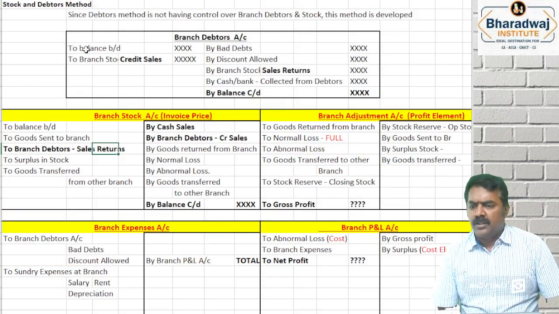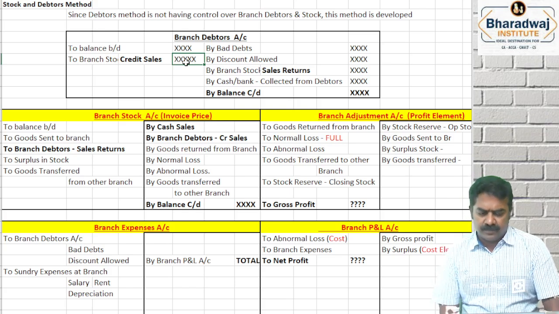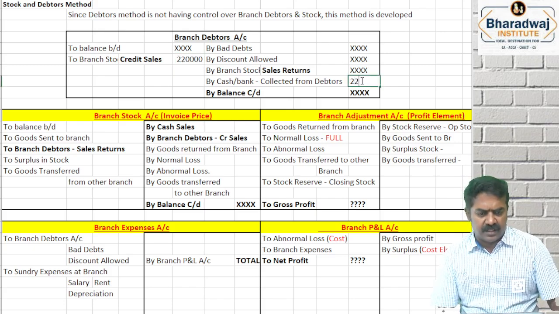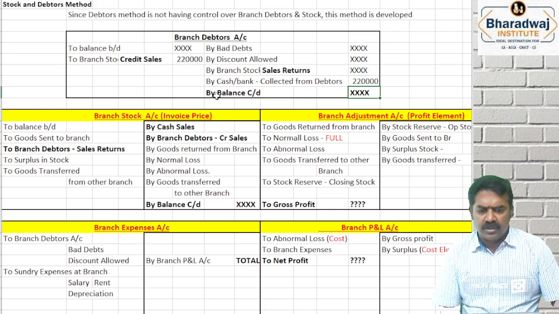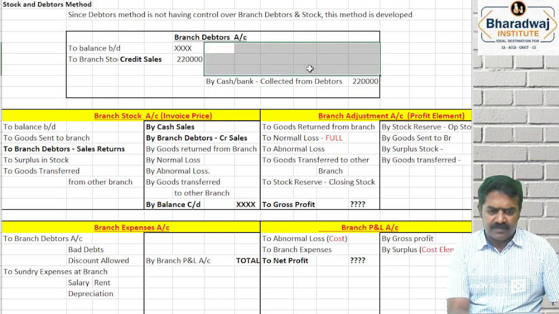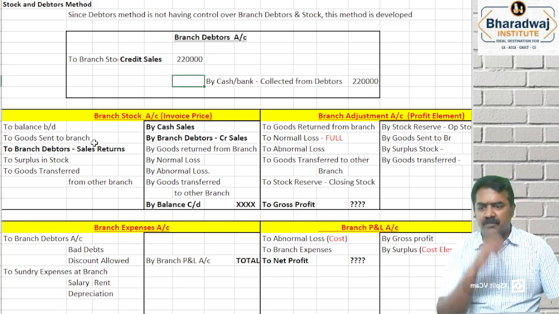Okay. You tell me, is there any opening balance of debtors given? No, only credit sales is given. What is the credit sales given? 2,20,000. And we assume that is collected. So, in this question, no other thing, because data is not available and we cannot work out that also.